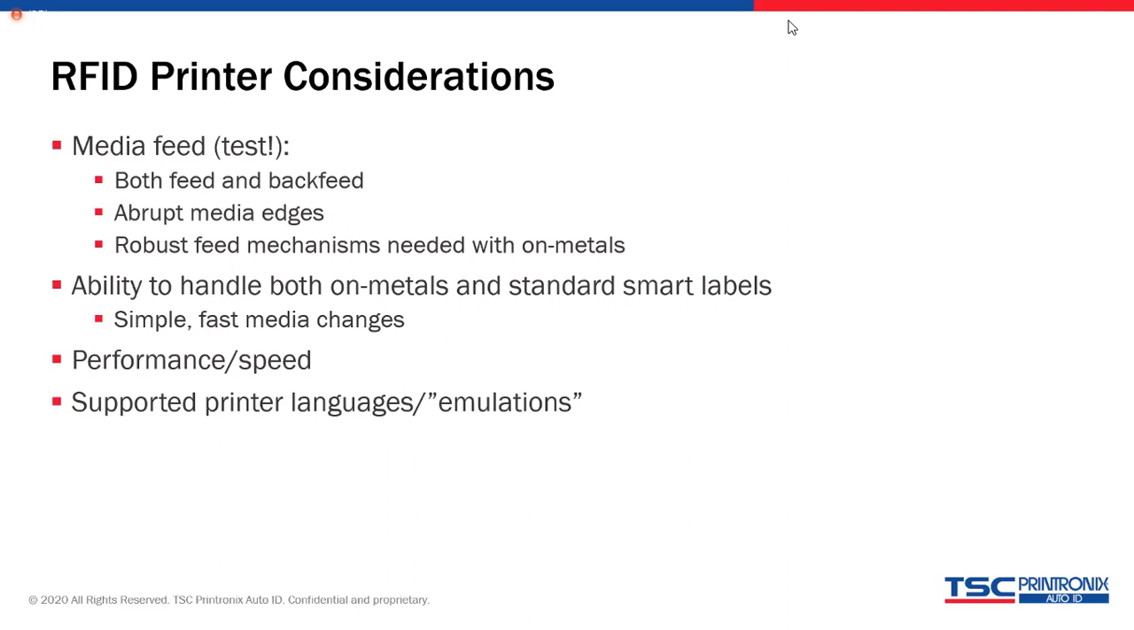Moving on here, the ability to handle both on-metal tags and standard smart labels from the same printer. You may be using your printer for just on-metal tags, fine. But if you want to be able to also do standard smart labels with that printer, you want to ask, does the printer allow for you to easily and quickly switch between the two very different media types?